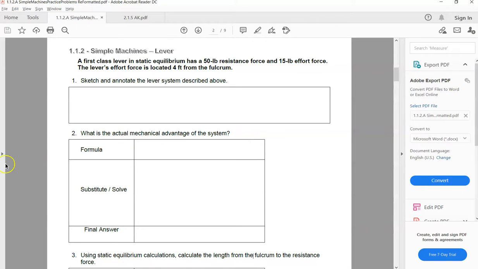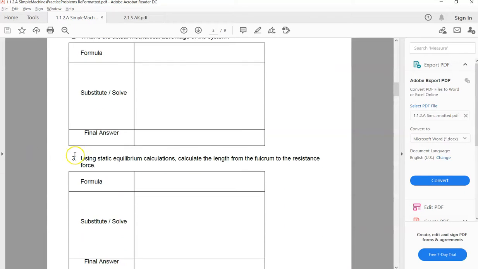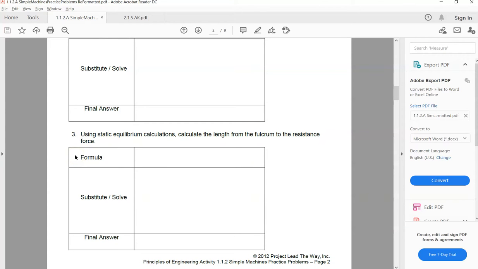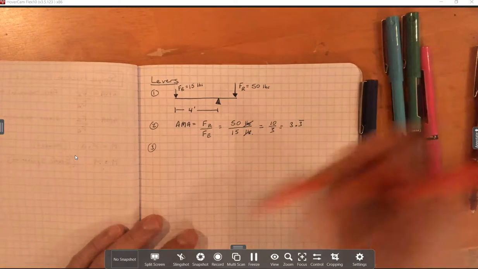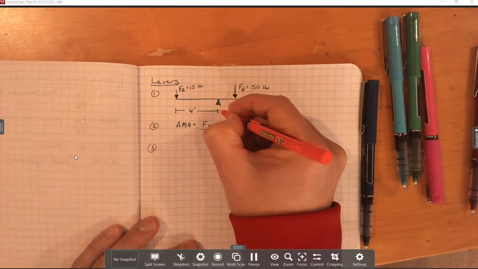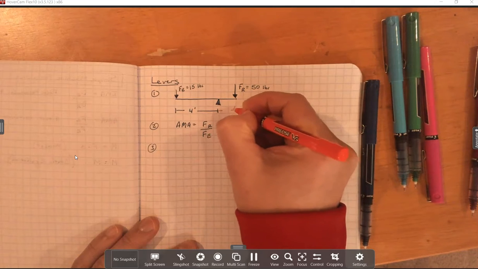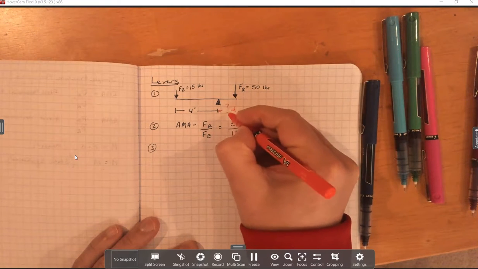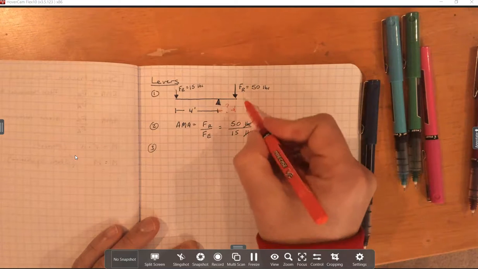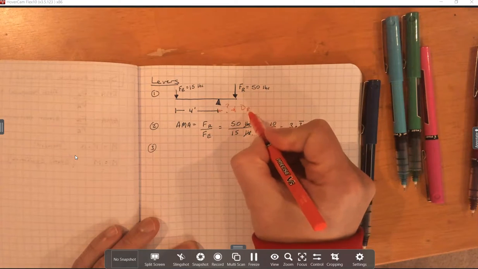Question number 3 says, using static equilibrium equations, calculate the length from the fulcrum to the resistance force. Okay? So what they did not give us was this distance here. How far along the lever arm was the resistance from the fulcrum? So that distance we're going to call our dR.